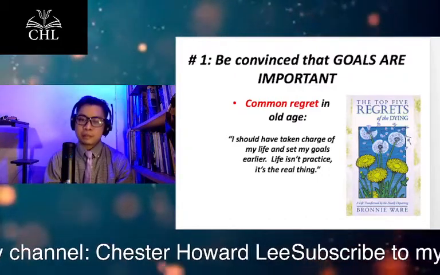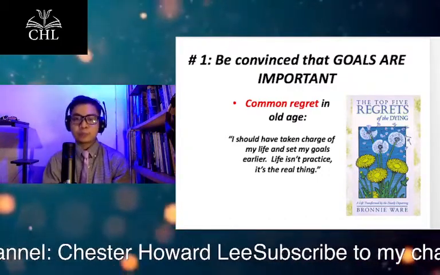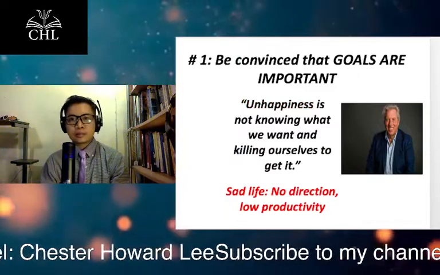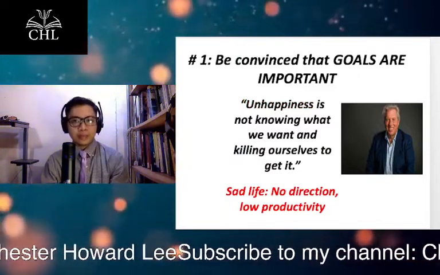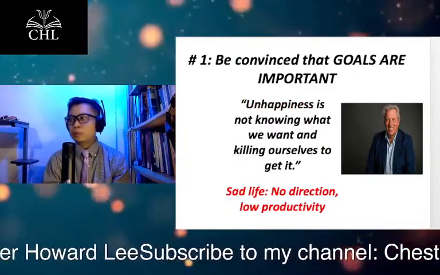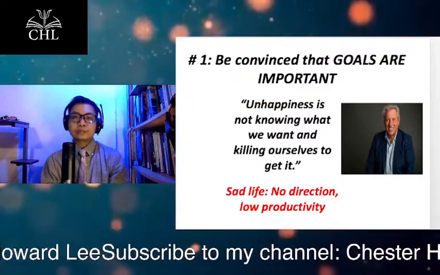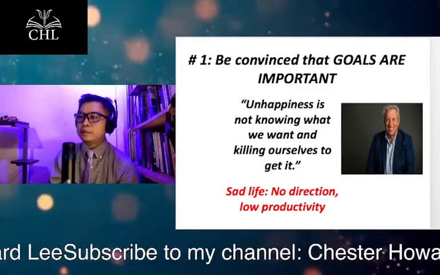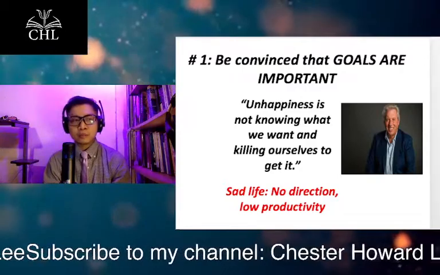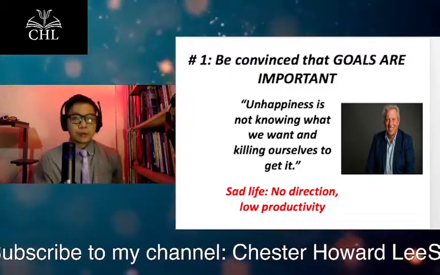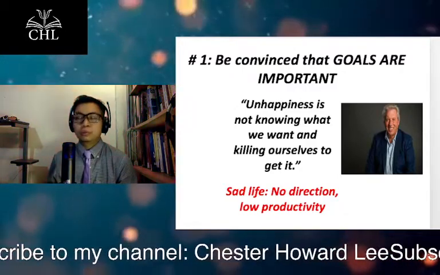'Di ba? Sinabi pa ni John Maxwell also from his book, no? Unhappiness is not knowing what we want and killing ourselves to get it. What a sad life that is. If you want to make your life unhappy, sabi ni John Maxwell, mabilis lang 'yan. One way to be unhappy, don't have any goals.